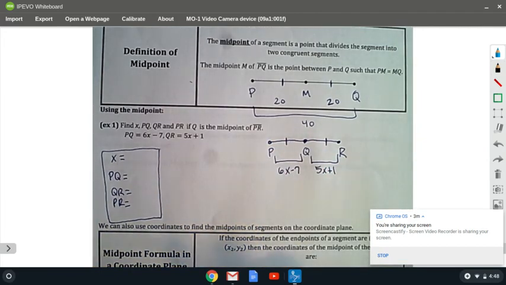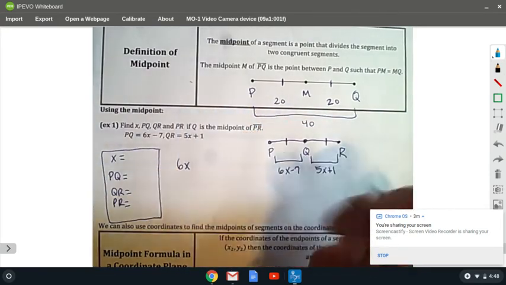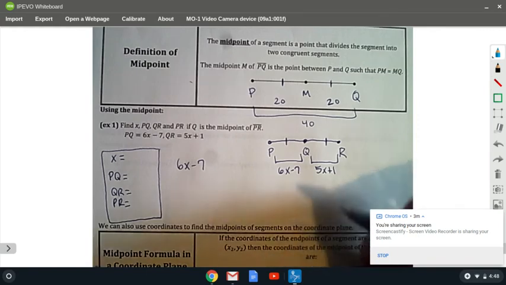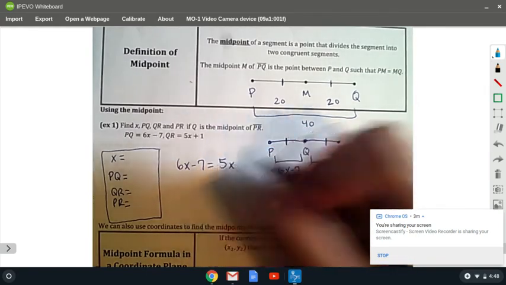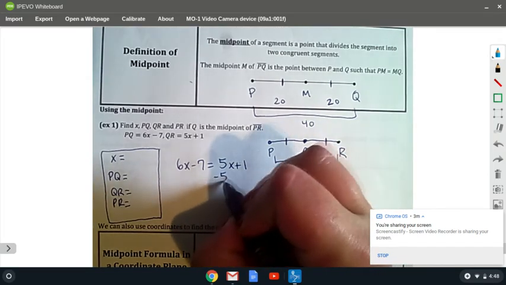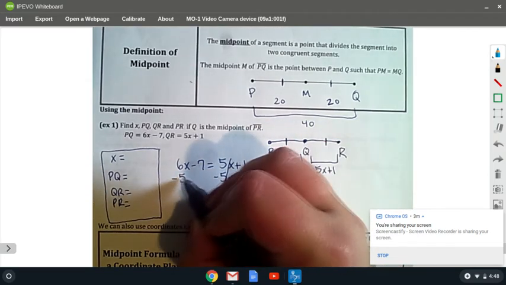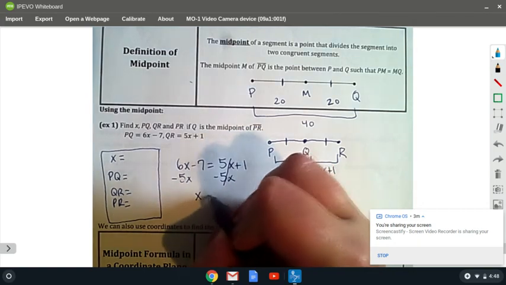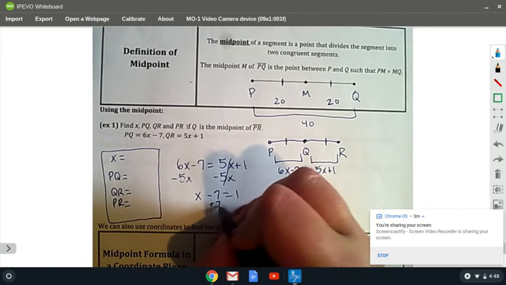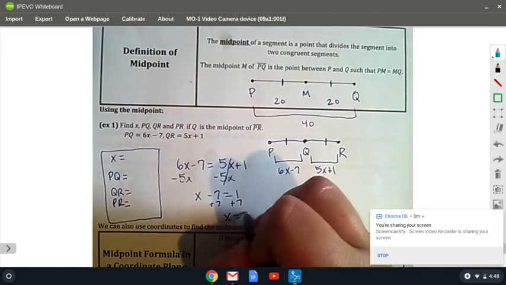So what I can do now is take these two expressions and set them equal to each other to find x. So 6x minus 7 equals 5x plus 1. Now I'm going to solve this equation. So I'm going to combine my like terms by subtracting 5x first. That leaves me with x minus 7 equals 1. To continue solving, I'm going to add 7 to both sides, so x is 8.